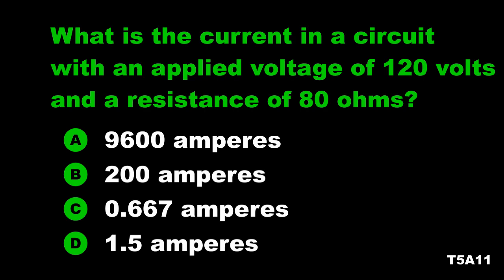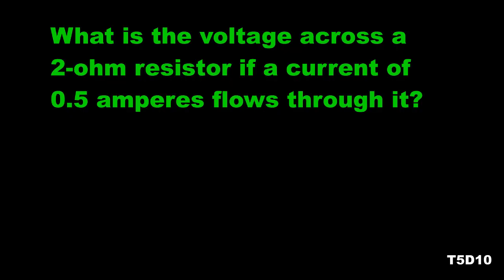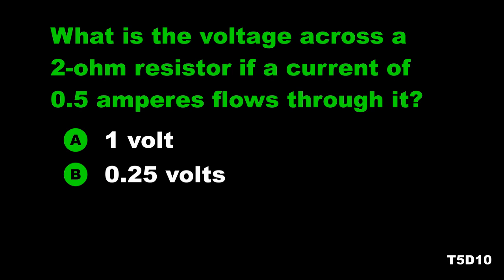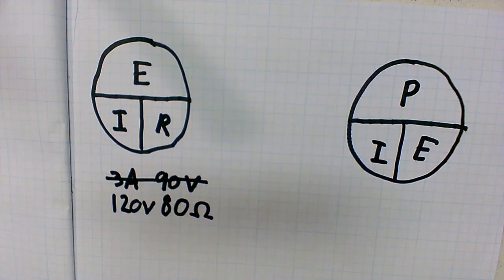That would be D. What is the voltage across a 2 ohm resistor if a current of 0.5 amperes flows through it? A, 1 volt. B, 0.25 volts. C, 2.5 volts. Or D, 1.5 volts. Okay, let's do the same thing. Let's first cross off what we just did.